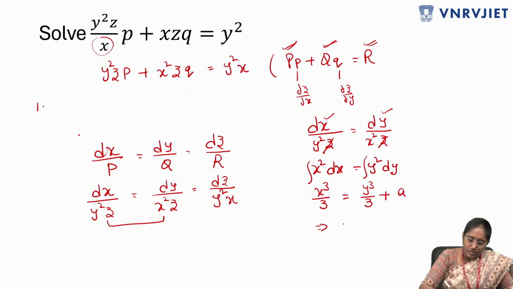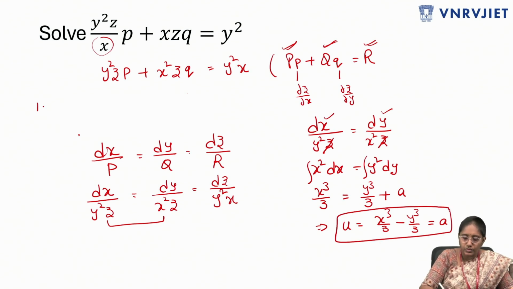So let u = x³/3 − y³/3. Let us consider this one as a. This is our one solution. Now we need to find one more solution like this by considering another fraction that is also only in the two variables which are in the differential coefficients. If we check it, these two variables y and z, that means x needs to be eliminated.